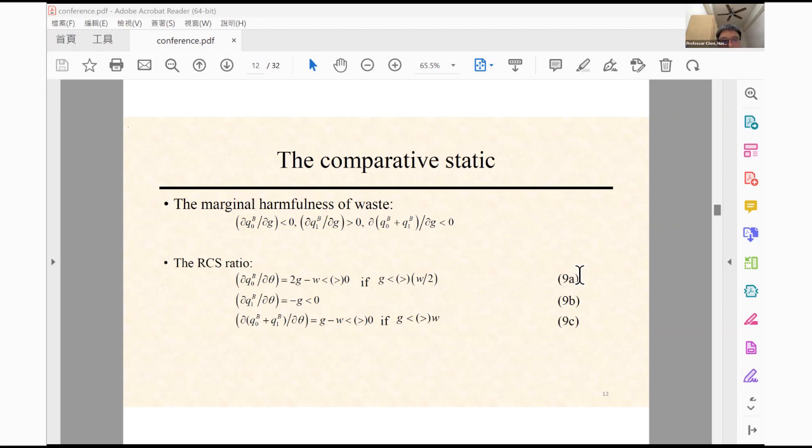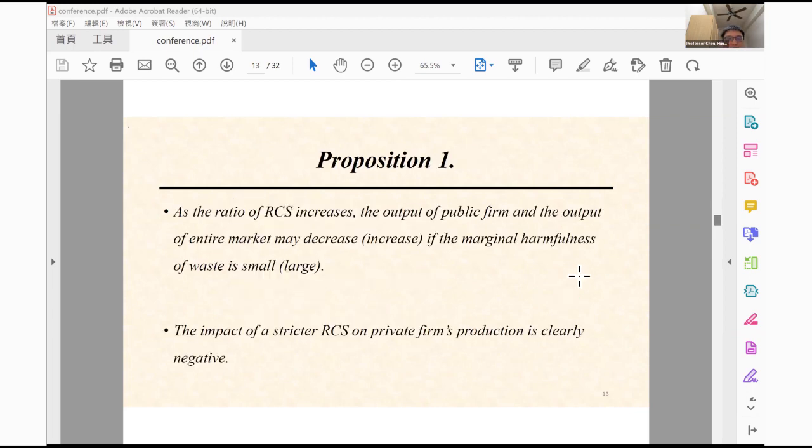Then based on these results, we have proposition 1. As the ratio of RCS increases, the output of the public firm and the output of the entire market may decrease if the marginal harmfulness of waste is small. The impact of a stricter RCS on private firms' production is clearly negative.